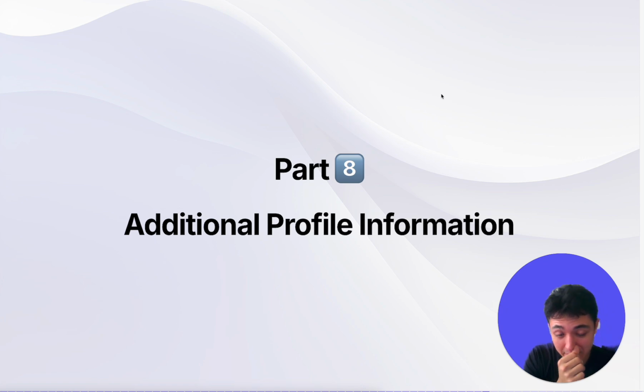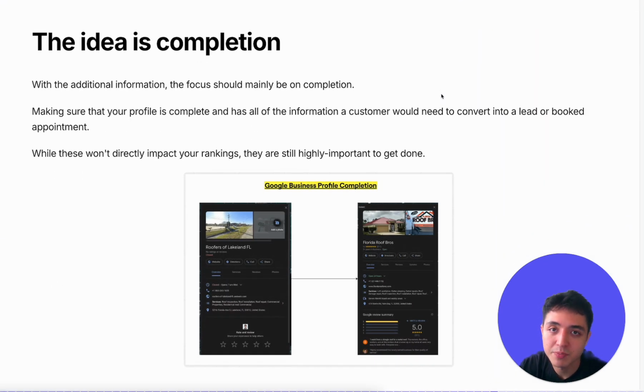So going on to part 8, which is going to be additional profile information. And if you've reached this part, the main idea here is just going to be about completion, right? So what I focused on in the first part of this video is essentially the 20% on your profile that gets you 80% of the results, right? So with this additional information, the main thing is to just make sure that you have any important information that customers would need on your profile to essentially convert them into a lead or a booked appointment, right? So these aren't going to directly impact your rankings, but they're still really, really important to get finished.